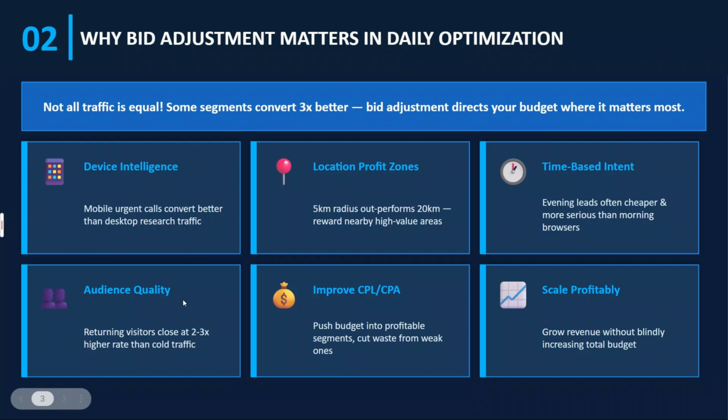Number four is audience quality. A person who already visited your website converts two or three times better than a cold stranger, so bid higher for them. Number five is improved CPL or CPA. CPL means cost per lead, CPA means cost per acquisition. You get more leads for the same budget. And number six is you can scale profitably. You do not need a bigger budget. You just need smarter bids.